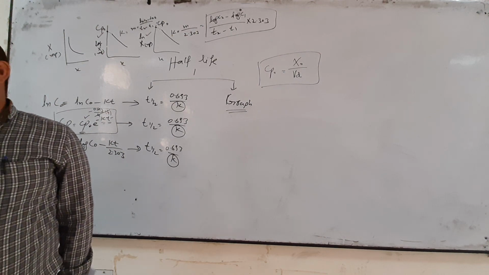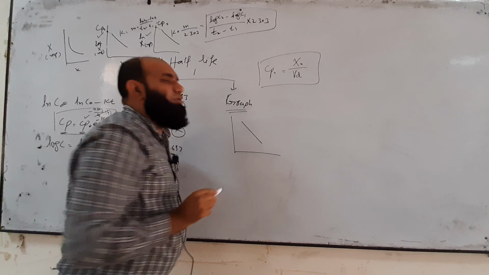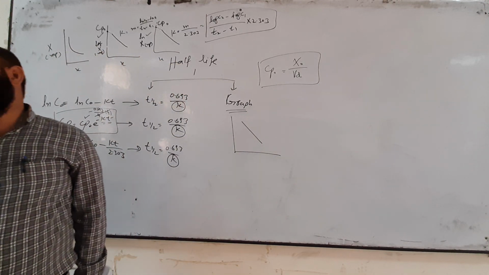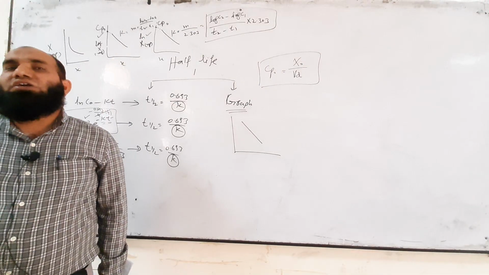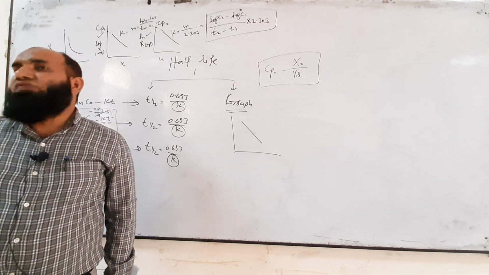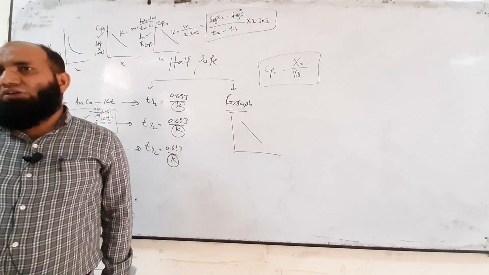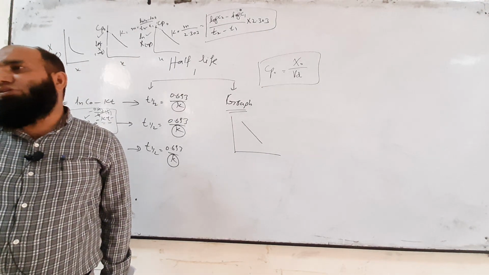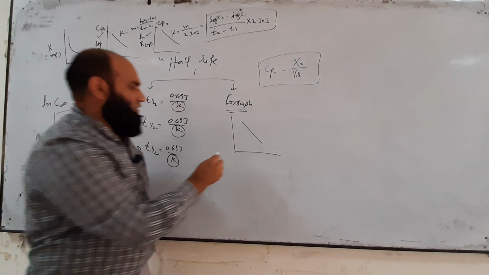In case of graph, we will construct a semi-log graph. Why are we constructing the semi-log graph? Because we have assumed at the first stage the data is first order kinetics. The drug is following a first order kinetic profile. So we will construct a semi-log graph and we will get a straight line. And this straight line will give us a concept of half-life.